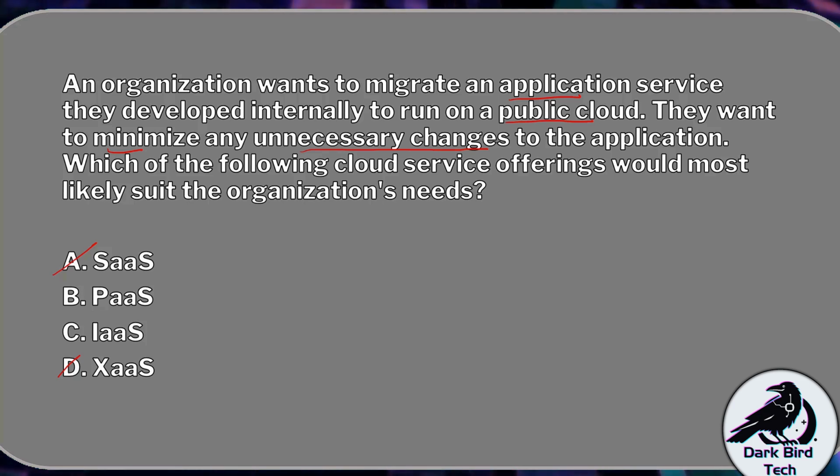Now, infrastructure as a service is where we are going to have the computational resources like CPU, memory, storage, etc. being handled by the provider, and we get given that pool of resources to work with, sort of like a bunch of VMs running on a hypervisor. But it's up to us what operating system we use, how we deploy it, and stuff like that. Now, they want to minimize any unnecessary changes to the application.